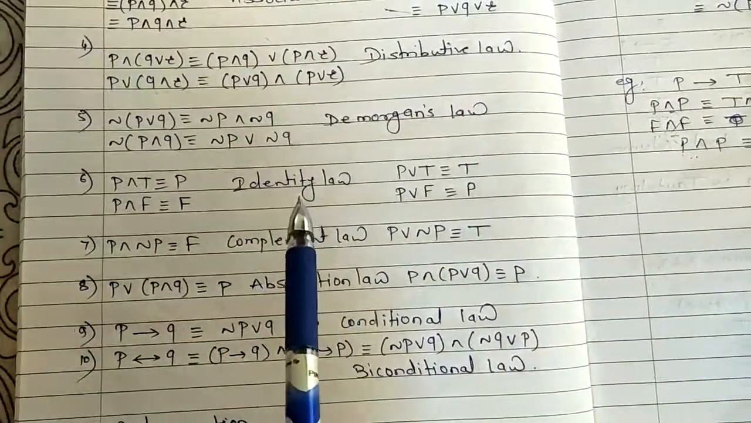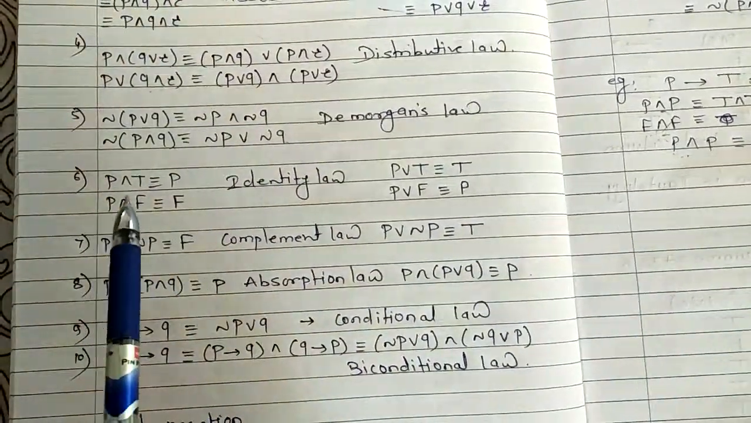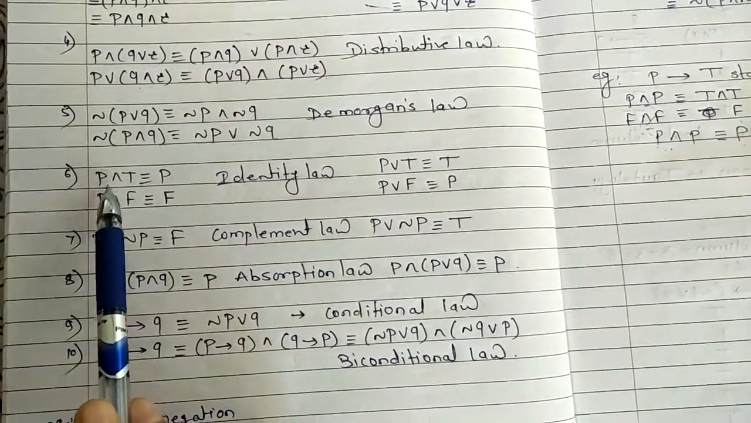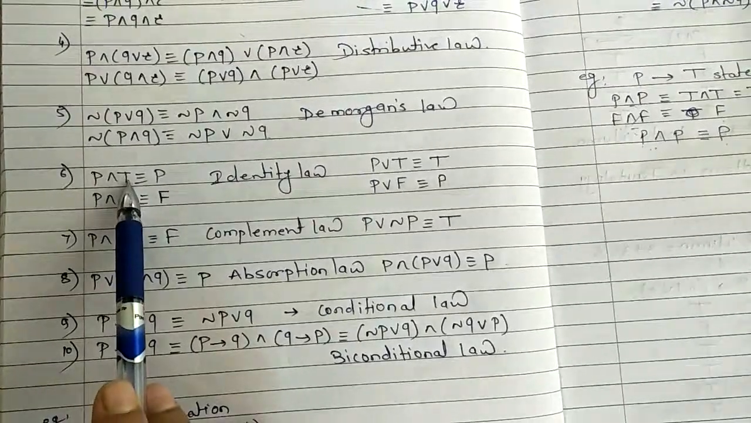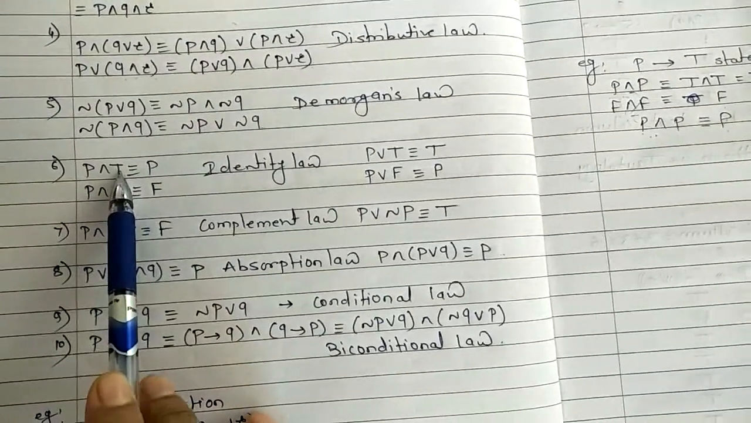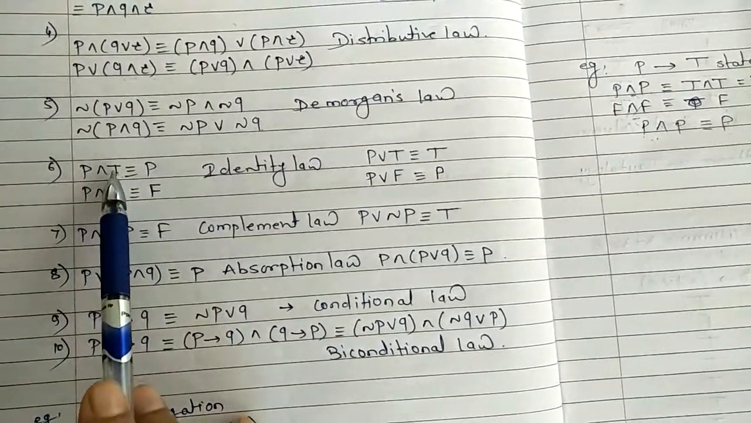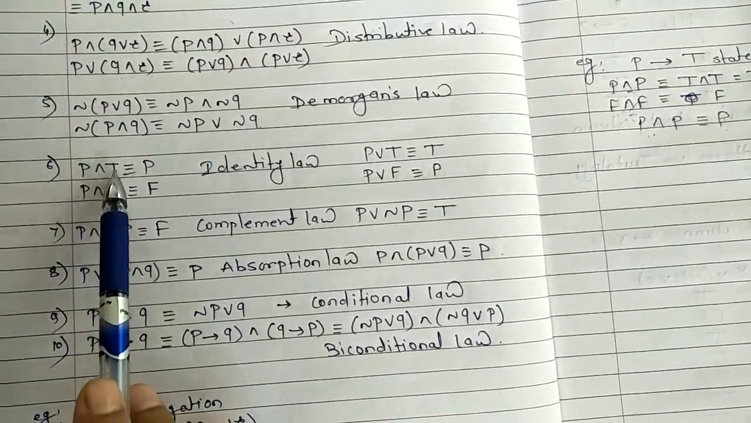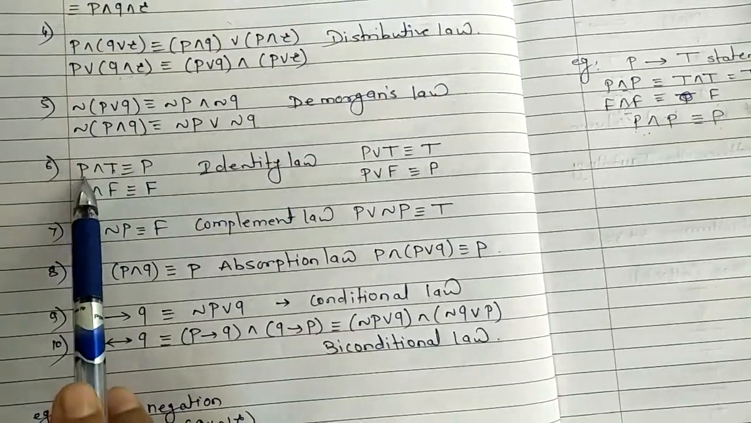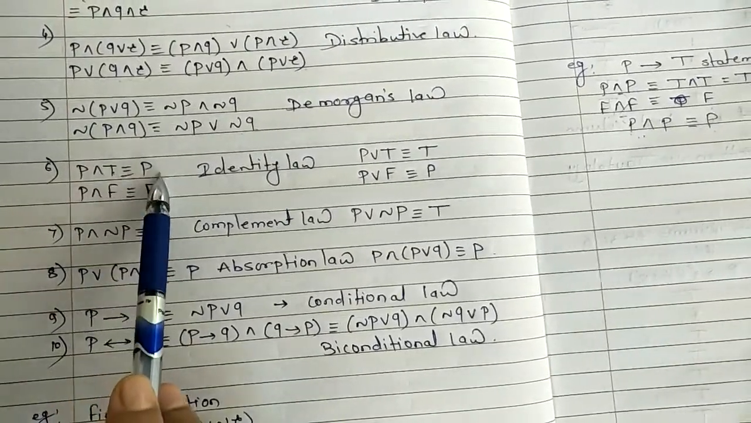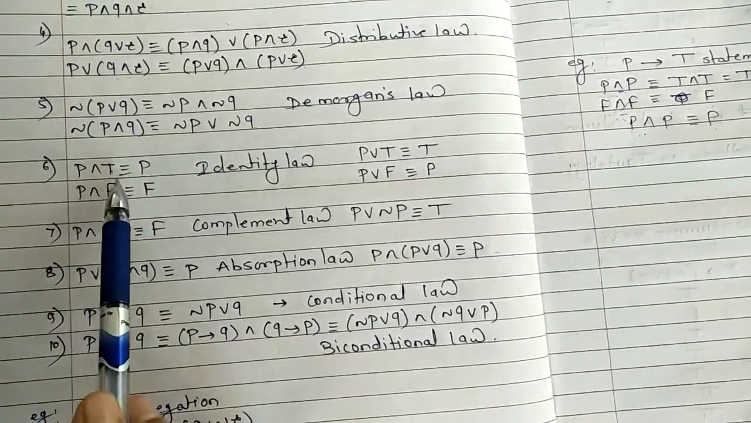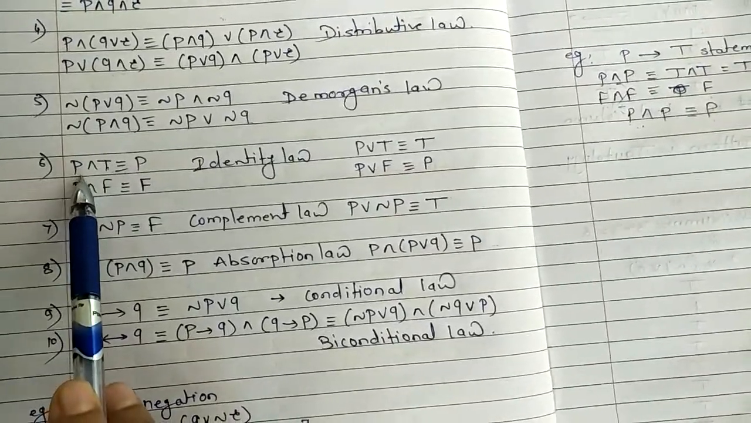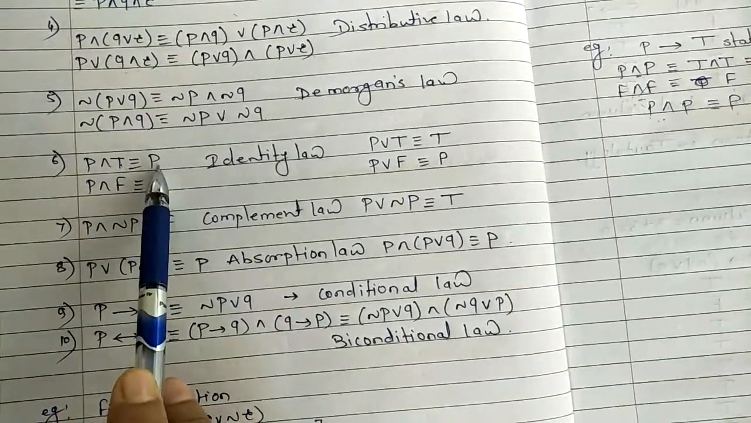Next is the identity law. The identity law can be written as P and T, where T means true. Its value depends upon P. If P is true, then T and T is T. If P is false, then F and T is F. That means the whole statement's value depends upon P, so it is equivalent to P.